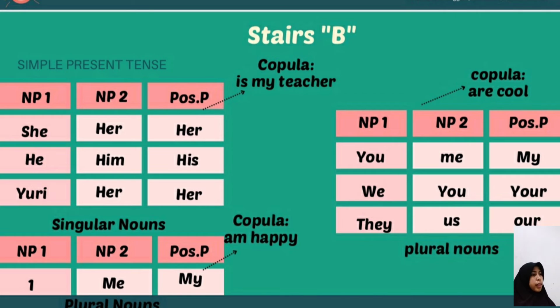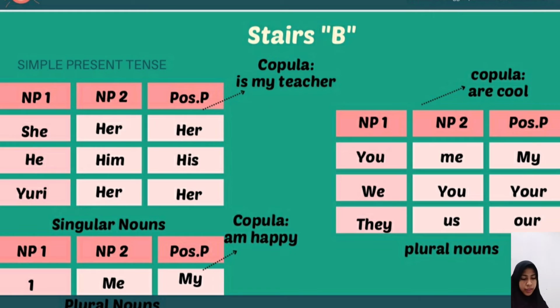Okay, let's talk about material B, which is simple present tense. What is simple present tense? Simple present tense is when you use a verb to tell about things that happen continually in the present, like every day, every week, or every month. We use the simple present tense for anything that happens often or is factual.